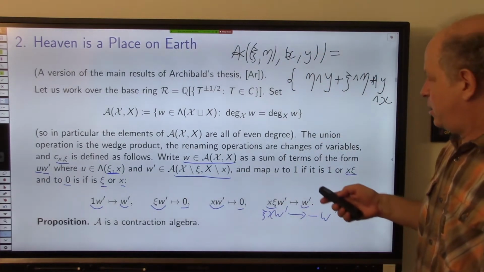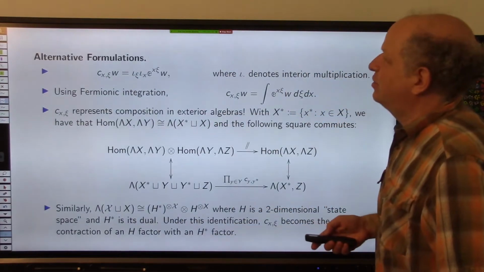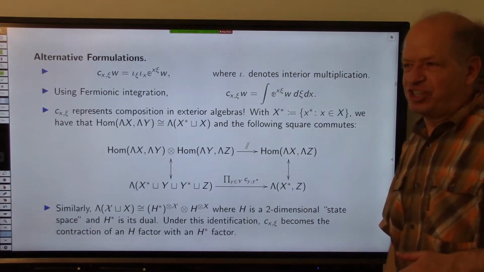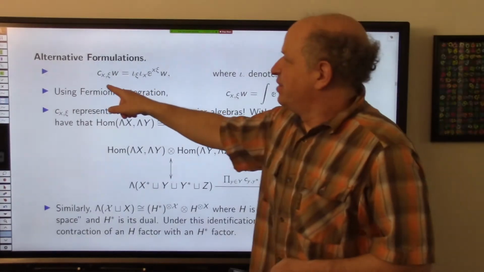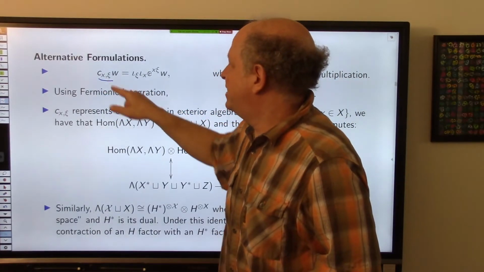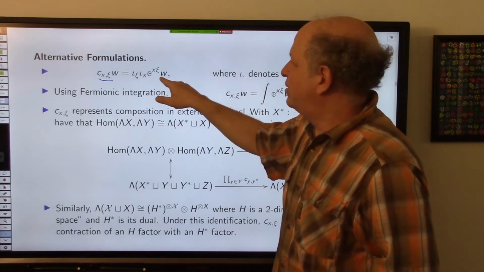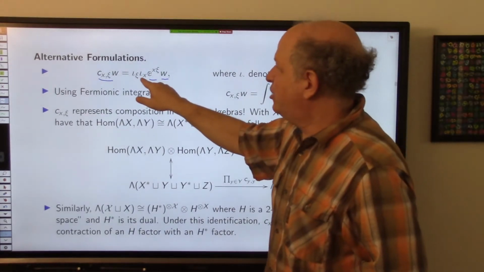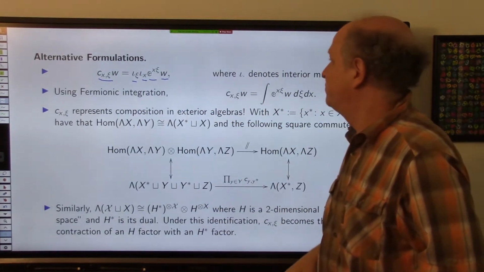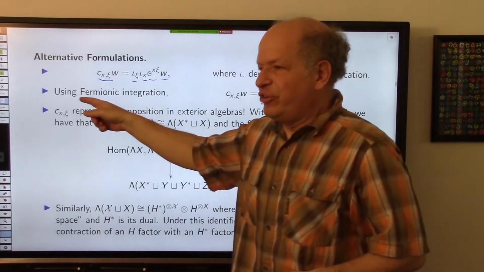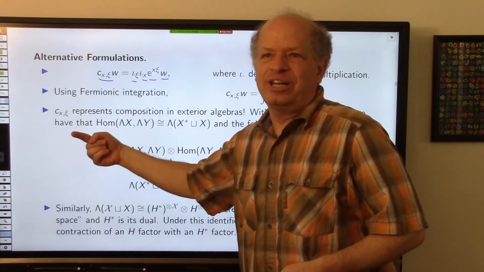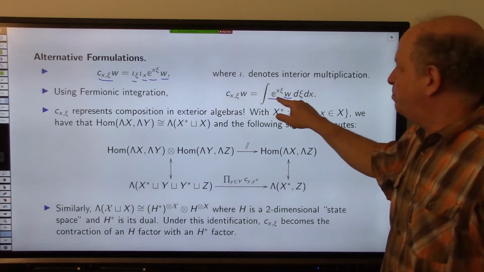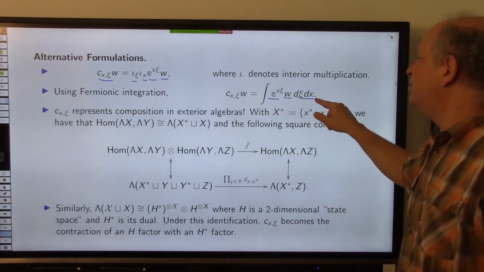I should say that there are various alternative formulations depending on your level of algebraic sophistication. So the contraction of x and psi is also, well, you take W, you multiply it by the exponential of x times psi, and then you apply the interior product operation by x and by psi. If you know about the Berezin integral or about fermionic integration, you could also take W, multiply it by e to the x psi, and integrate d psi dx.